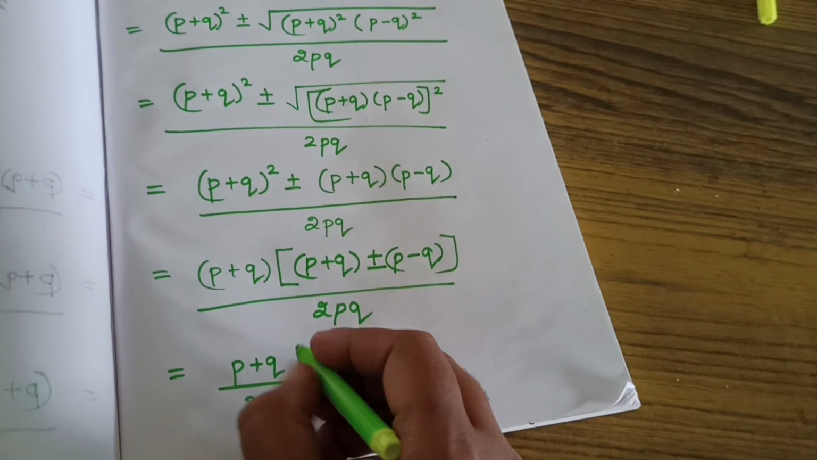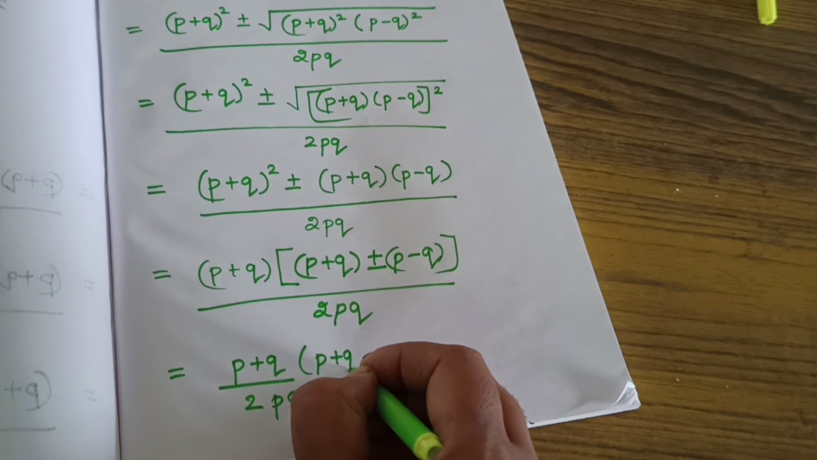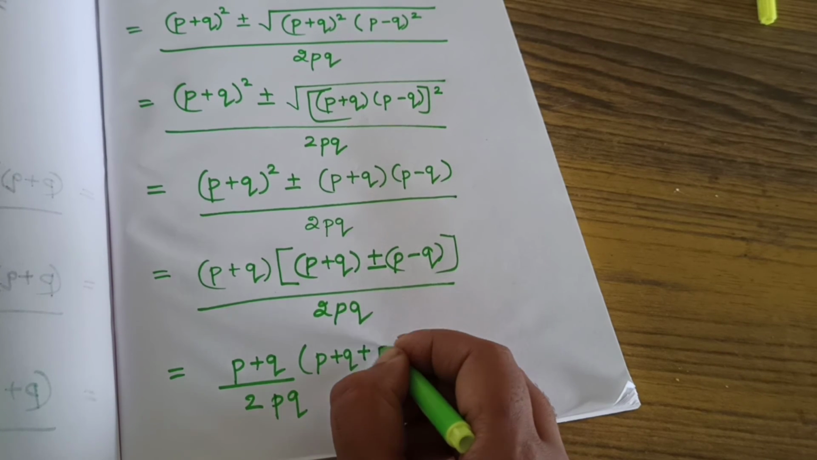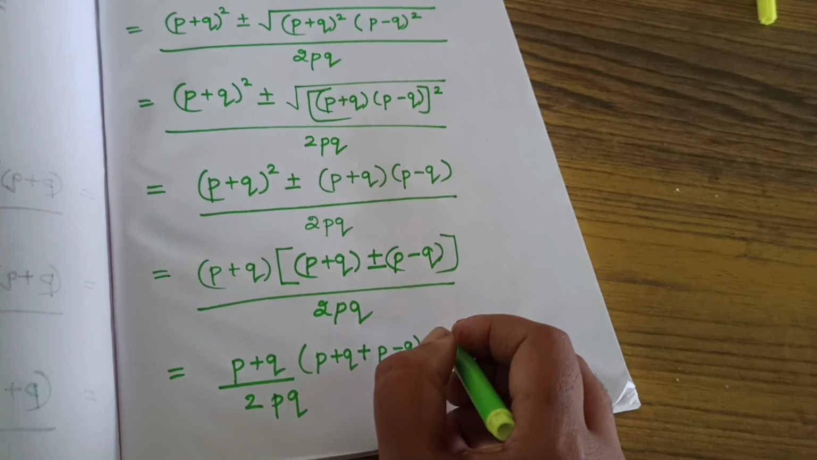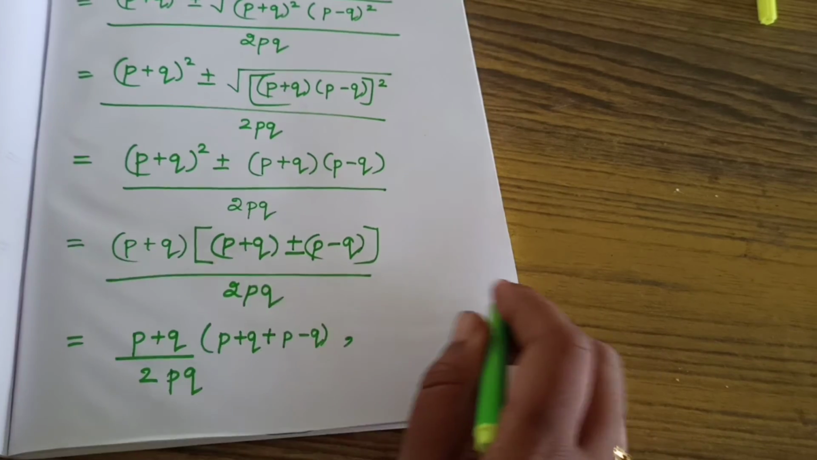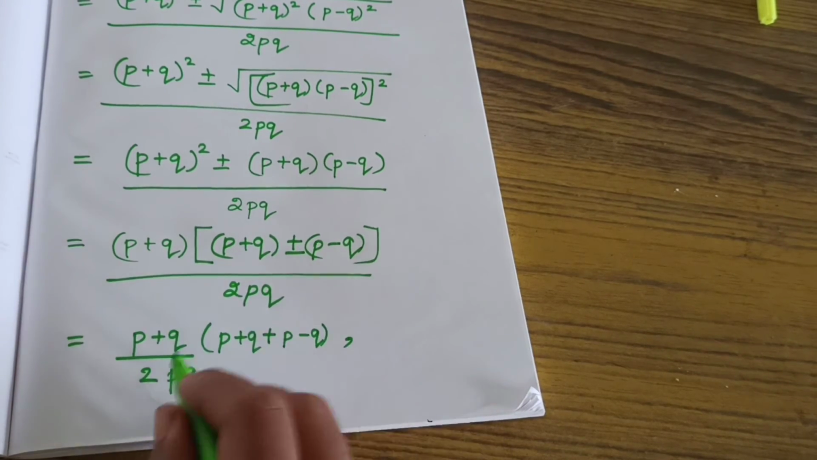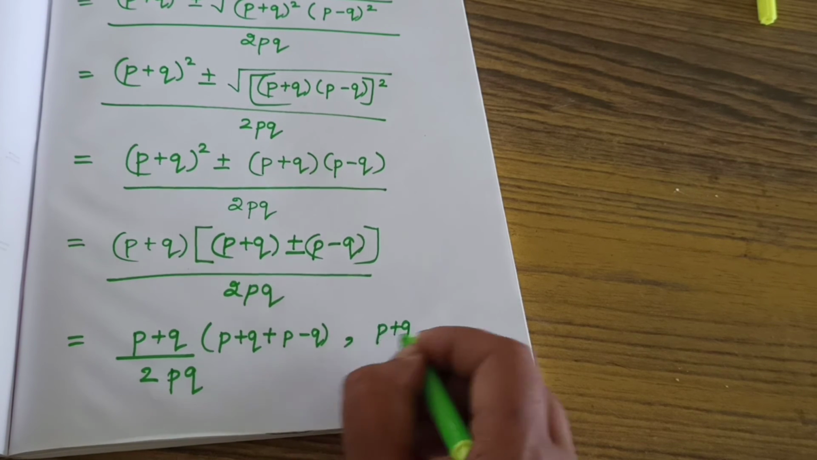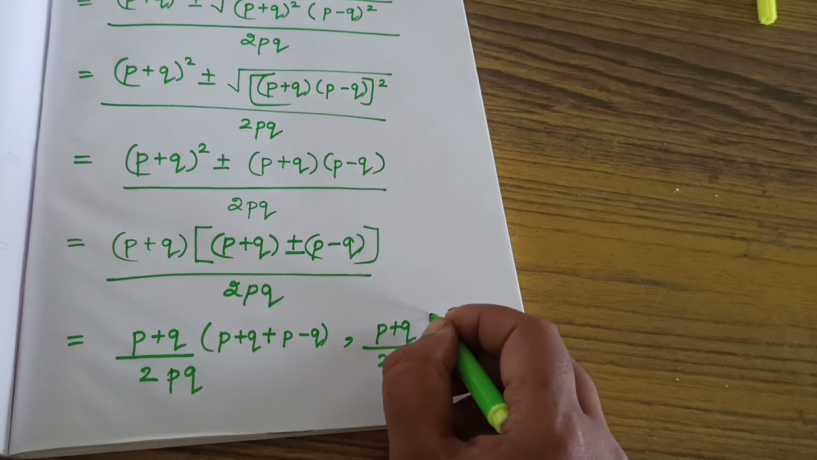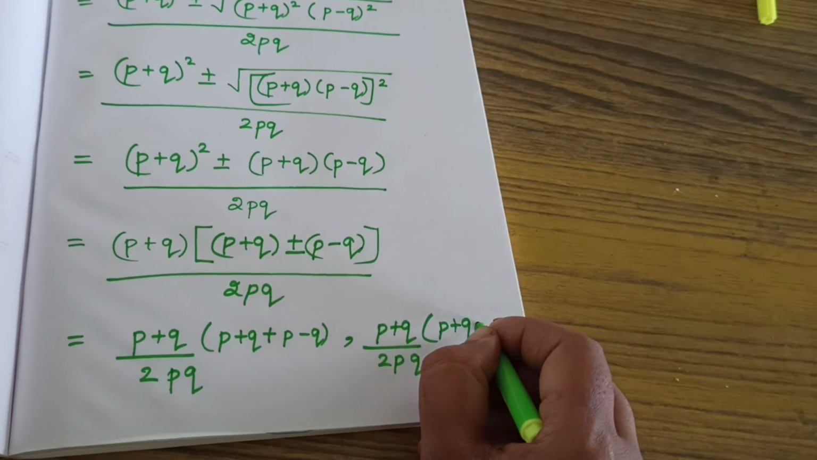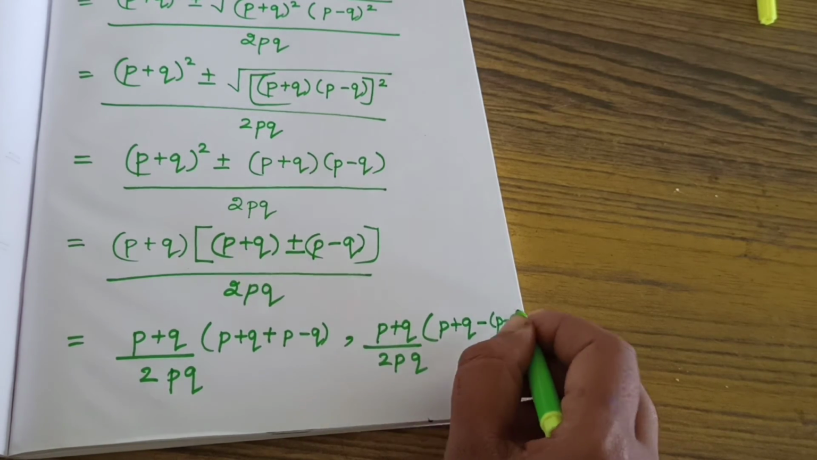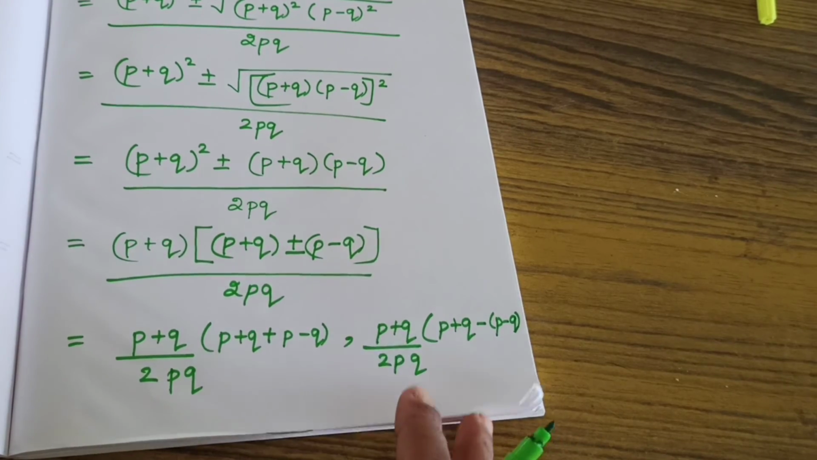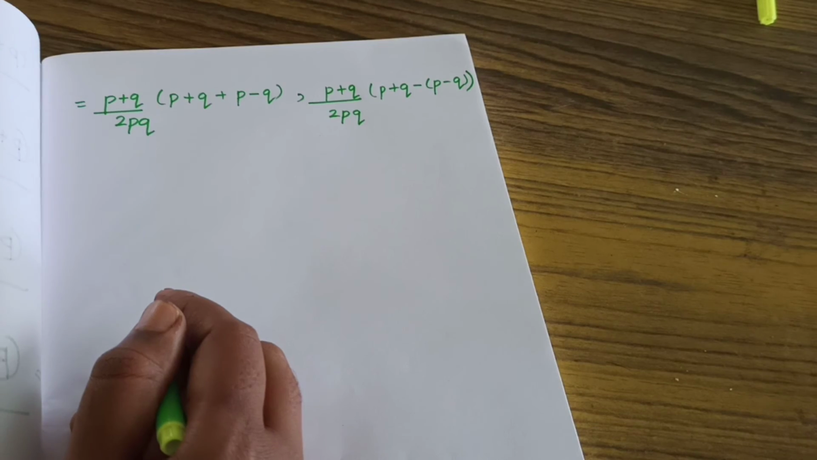Now, by splitting two terms, we can write this as p plus q by 2pq. Two terms we need to write. P plus q plus p minus q, or one more term. Here plus or minus, no. So I am splitting into a plus term and a minus term. So p plus q by 2pq, p plus q minus p minus q. Those two terms. Then we are going to reduce this.